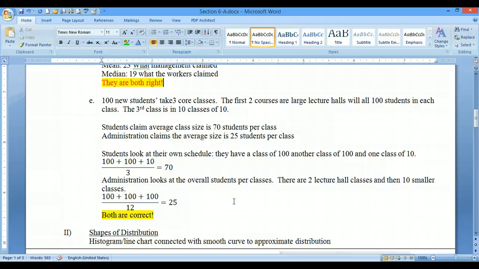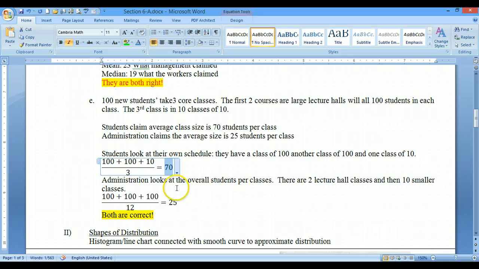The students are claiming that the average class size is 70 students per class, but the administration is claiming that the average size is 25 students per class. So let's look at it and see if they're both right or if somebody's lying. So the students are looking at their own schedule. They have 3 classes. Their first class has 100 students, 100 students, and then 10 students. Divided by 3 gives them an average of 70 students per class.